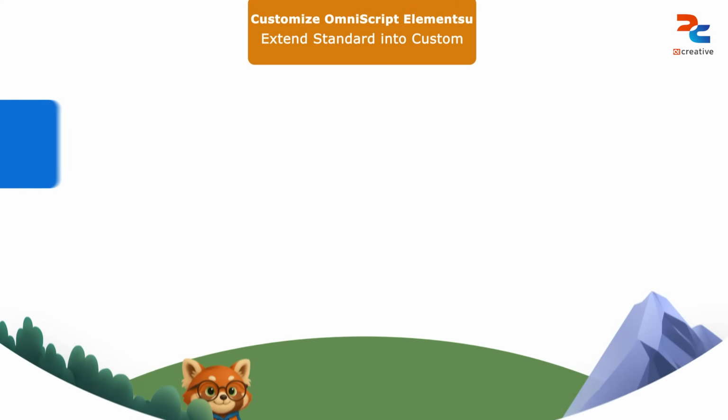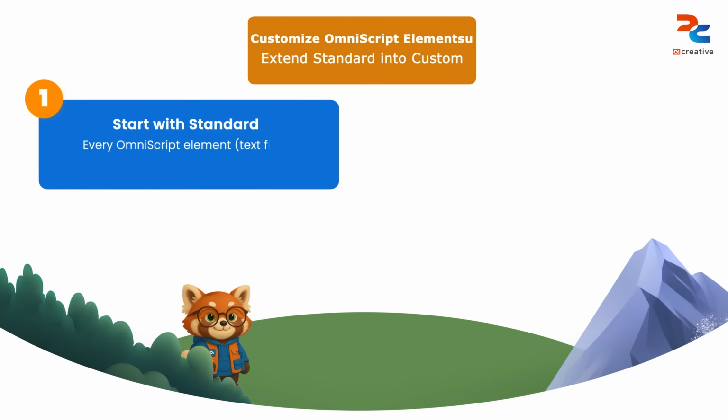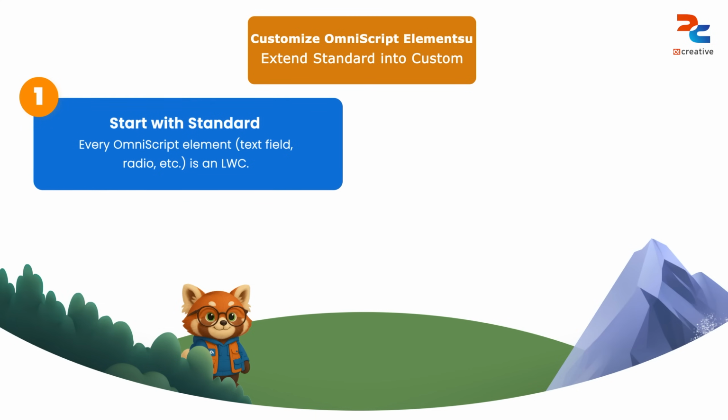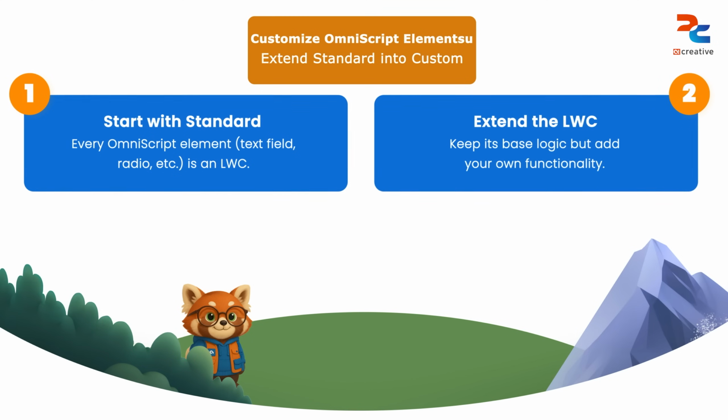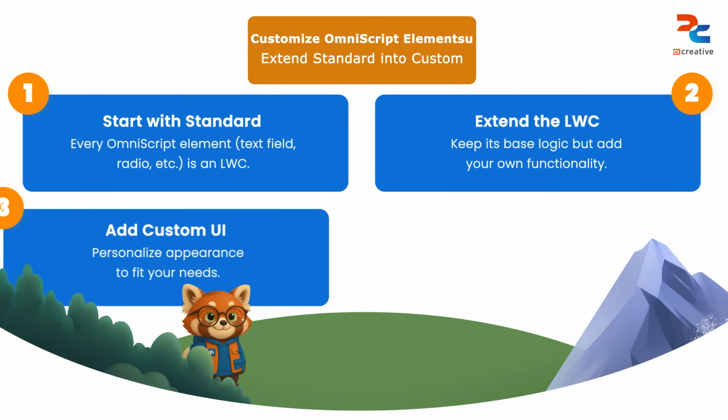Hey everyone, today I'm going to show you how to take an existing OmniScript element and make it completely your own, like adding custom functionality, custom UI, and integrating it with the OmniScript data model. In OmniStudio, every standard OmniScript element, like a text field, messaging element, or a radio button, is a Lightning web component with its own logic and template.